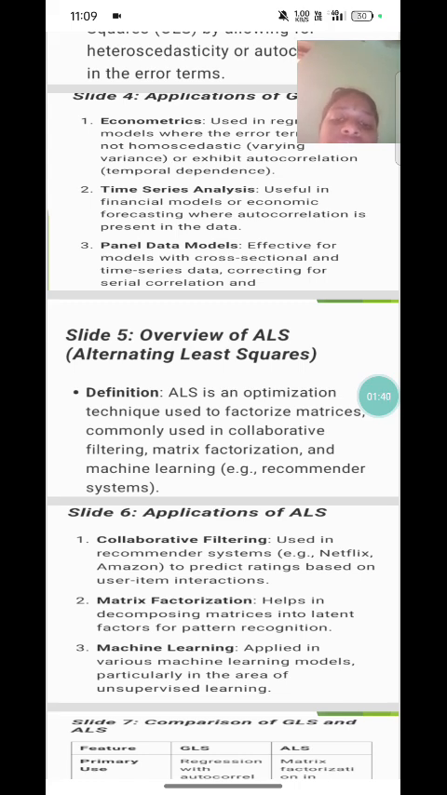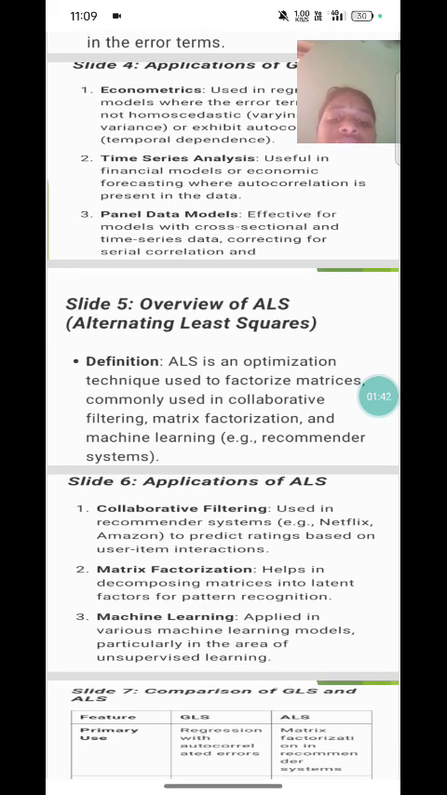Overview of ALS. ALS is an optimization technique used to factorize matrices, commonly used in collaborative filtering, matrix factorization and machine learning.